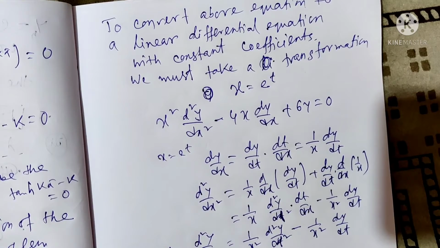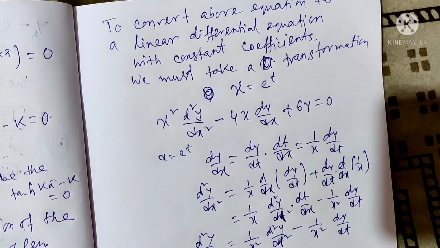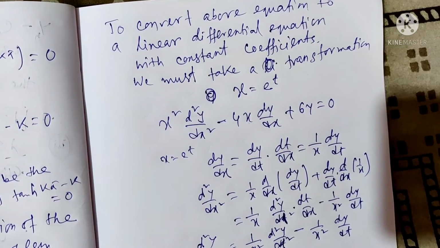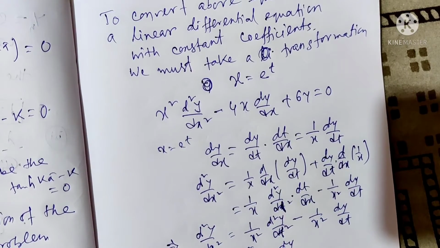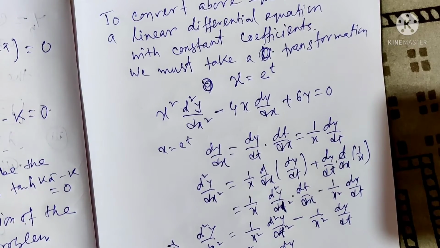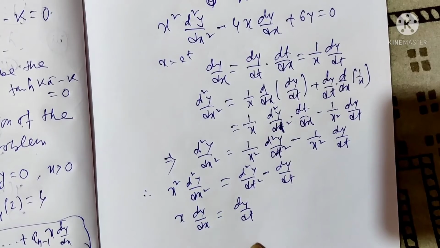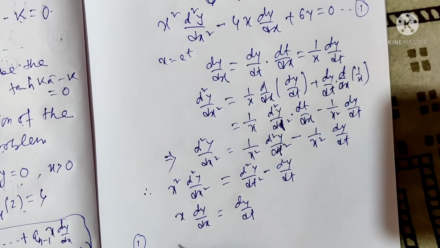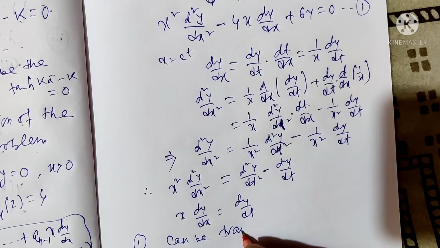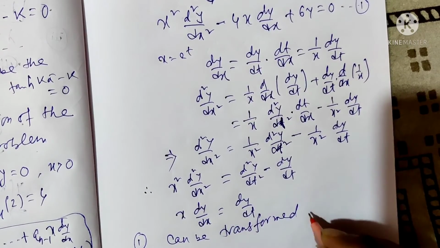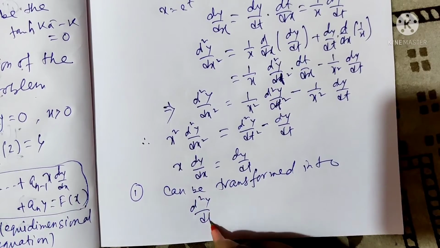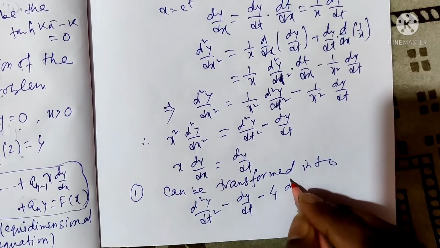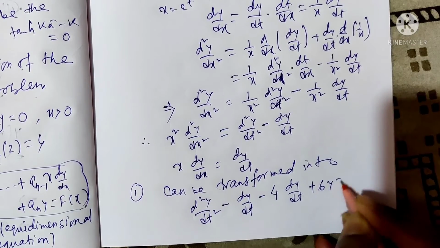x square d2y dx2 equals d2y dt2 minus dy dt, and x dy dx equals dy dt. This is the transformation. Okay, this always happens. So this can be transformed into d2y dt2 minus dy dt minus 4 dy dt plus 6y equals 0.